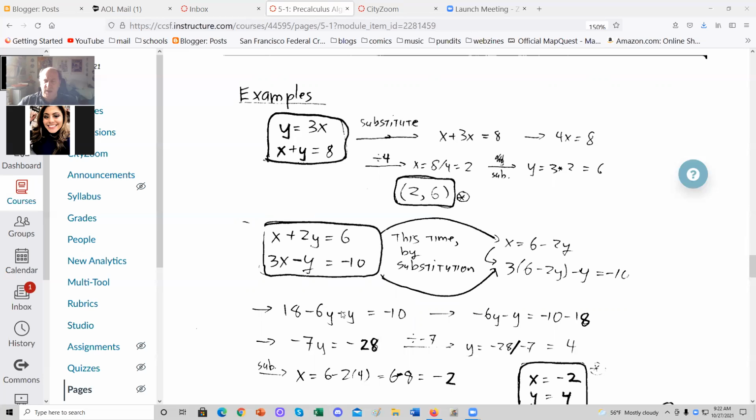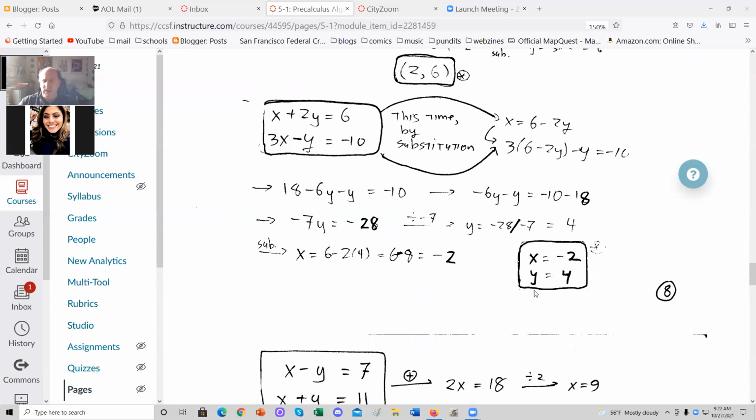Let's distribute the 3. 18 minus 6y minus y is negative 10. Transpose the 18. Minus 6y minus y equals negative 10 minus 18. So negative 7y equals negative 28. Divide both sides by negative 7. So y equals negative 28 over negative 7, which is positive 4. Substitute that value of y back in here. x equals 6 minus 2 times 4. And so I get 6 minus 8, or negative 2. Therefore, x is negative 2 and y equals 4.